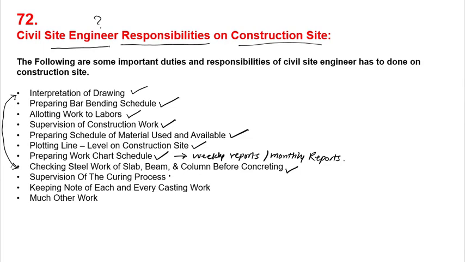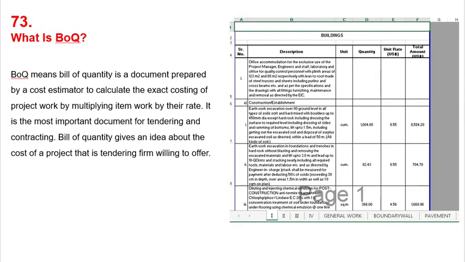And the next is supervision of curing process, keeping note of each and every casting work. You need to keep the record, right? Keeping record is another important point, and there are a lot of other responsibilities too, but these are the important ones. So you need to remember at least 4 to 5 points out of these points. Got it?